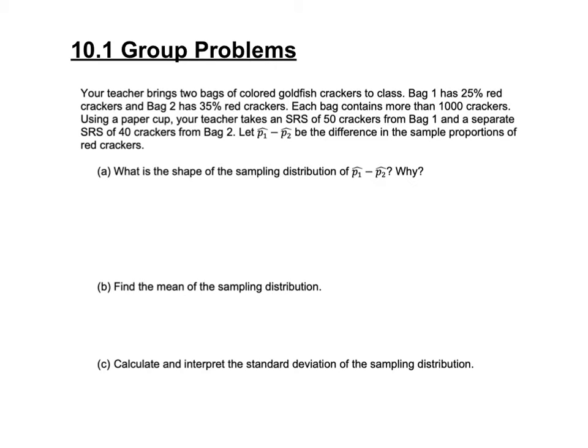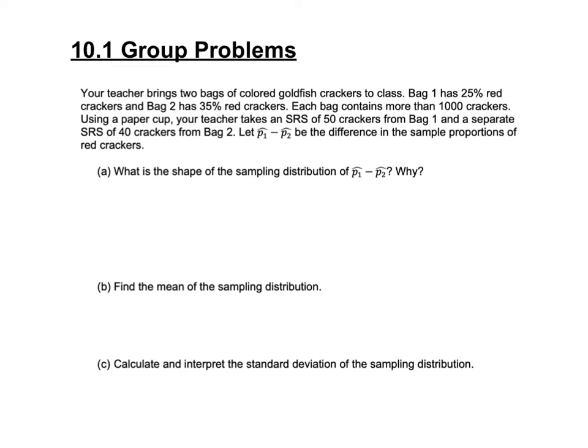So let's work these out. 10.1 group problems here. Your teacher brings 2 bags of colored goldfish crackers to class. Bag 1 is 25% red crackers, and bag 2 has 35% red crackers. Each bag contains more than 1,000 crackers.